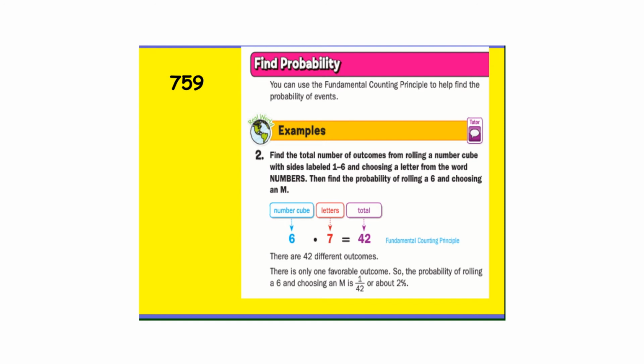Now, find the probability of rolling a 6 and choosing the letter M. There's 1 M and there's 1 6 on the number cube. So if there's 42 outcomes, there's only 1 out of 42. That would be the answer. Don't have to do it as a percent. I would just write 1 out of 42 would be my probability for that answer there.